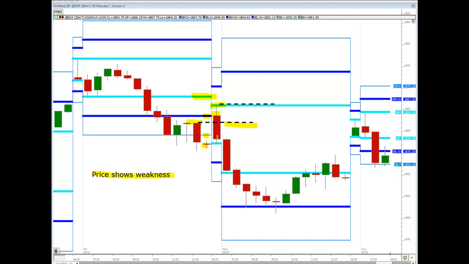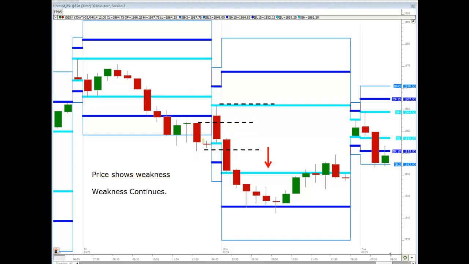I'm seeing weakness, so we're going to drop. We're going to test the 200% from the prior day, and then subsequent to that, we are certainly going to look at testing the close of the prior week. Now, let's continue on and see what happens.